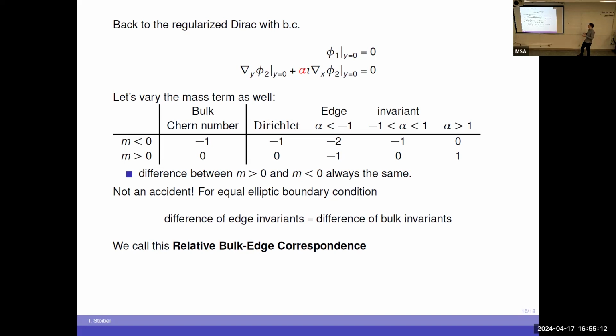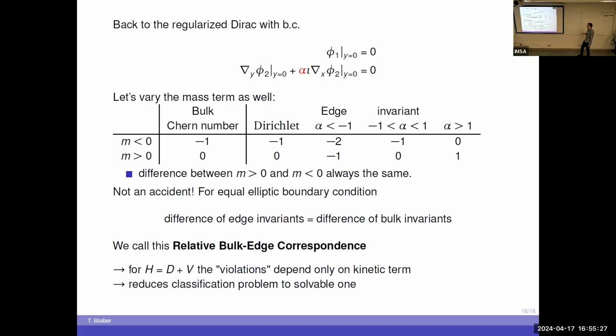It's just that the number of edge modes, so the relation between bulk and edge, can be shifted by some constant offset which depends on the boundary condition. And once we correct for that, we are fine. We can predict the number of edge modes. So technically what this means is if our Hamiltonian has the very common form that is some kinetic term plus some potential, then the boundary violation, so the offset from the usual bulk edge correspondence, depends only on whatever the kinetic term is. And then it's the same for all potentials that you use to open a gap.